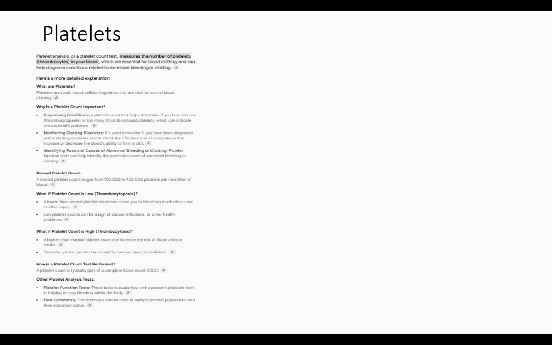Okay, platelets. Platelet analysis: a platelet count test measures the number of platelets, thrombocytes, in your blood. Why is platelet count important? To diagnose conditions, monitor clotting disorders, and so on. What if platelet count is high? A higher than normal platelet count increases the risk of blood clots or stroke.